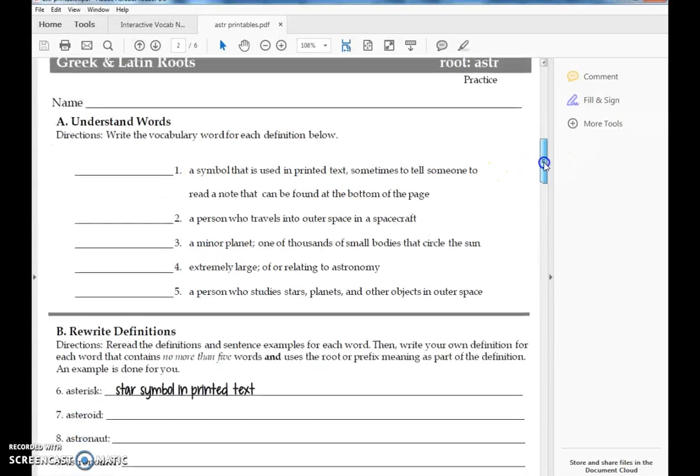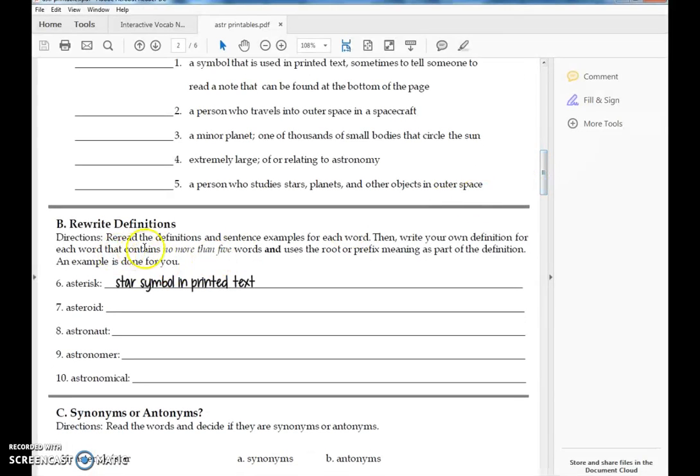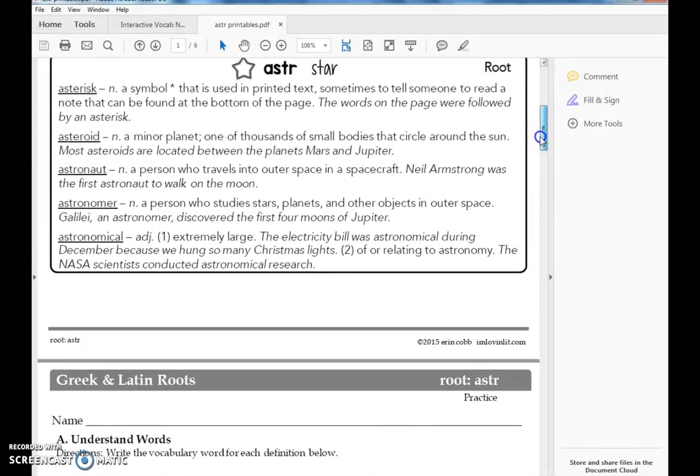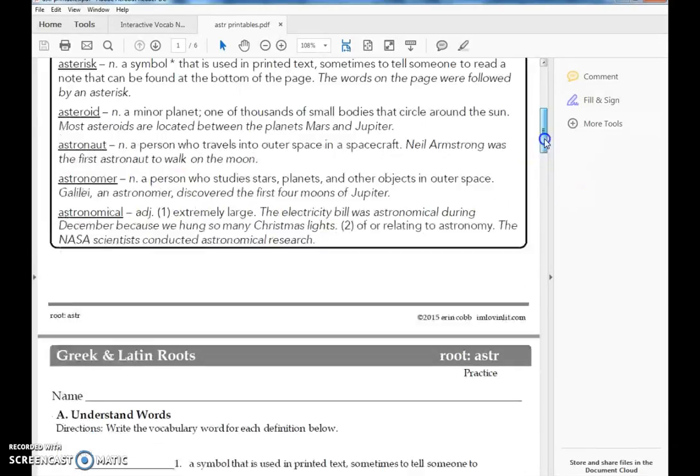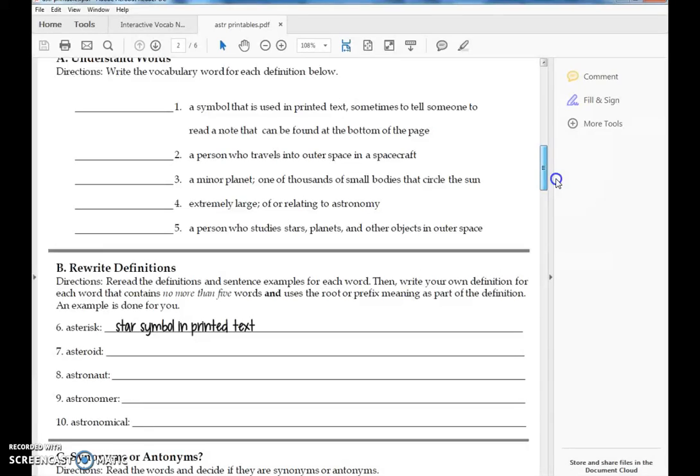Then you're going to rewrite the definitions. It says reread the definition and sentence examples for each word. Well, that is again right up here for you. Then it says write your own definition for each word that contains no more than 5 words and uses the root or prefix meaning as part of the definition. An example is done for you.